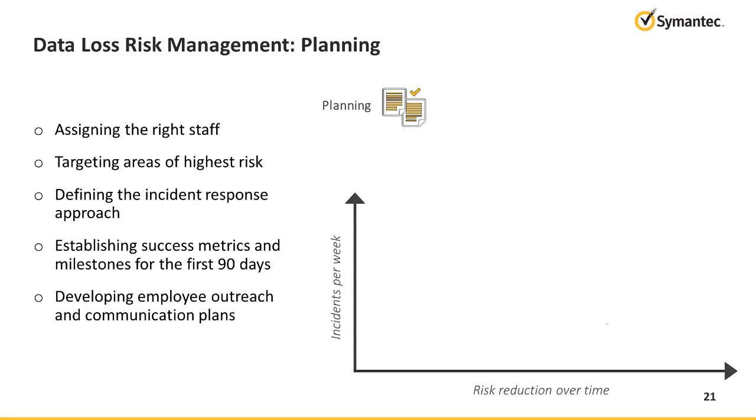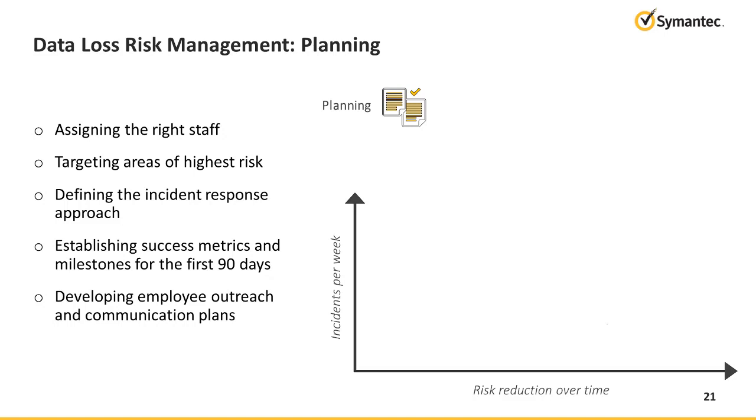The first phase of the model is the planning phase, and the objective here is to establish the foundation for the long-term DLP program, including the following key tasks: assigning the right staff, targeting areas of highest risk, defining the incident response approach, establishing success metrics and milestones for the first 90 days, and developing employee outreach and communication plans.